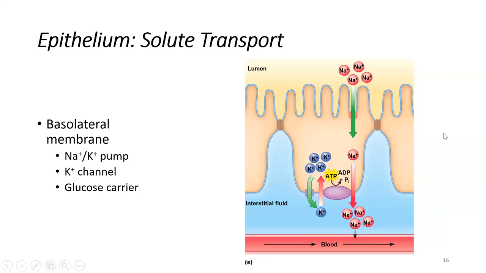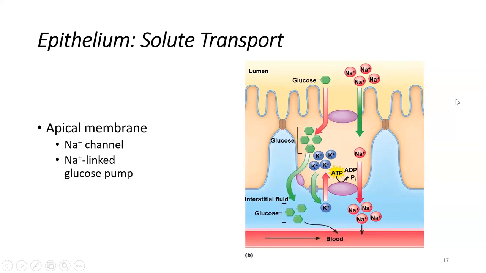Facilitated diffusion? Yeah, excellent, thank you. So that's facilitated diffusion, which requires that glucose transport. So these are some of the structures that we have embedded in the basolateral membrane to help facilitate that transport from the luminal surface into the underlying capillaries.